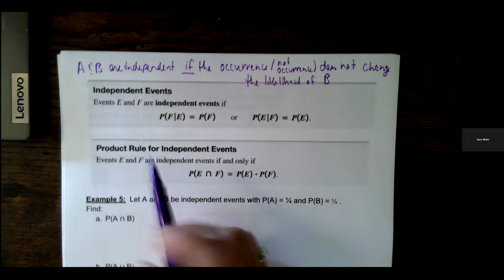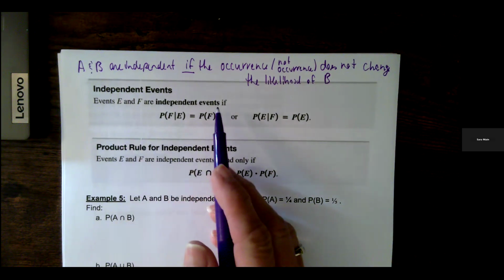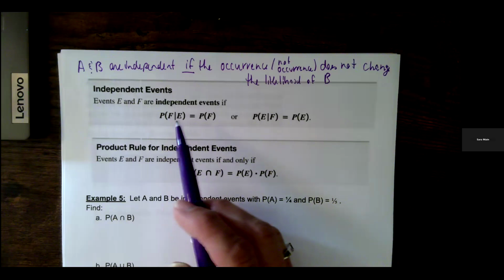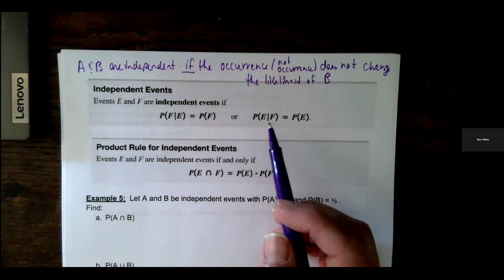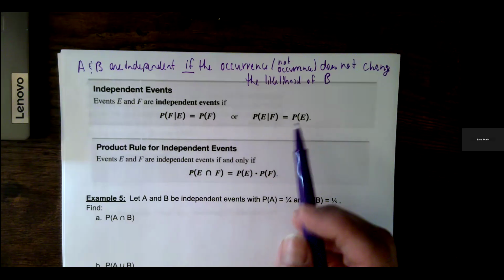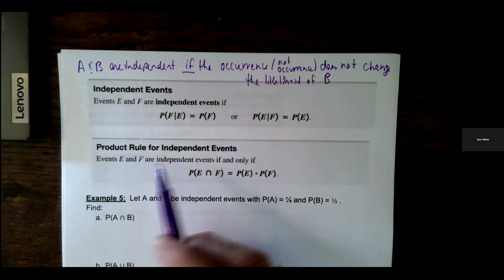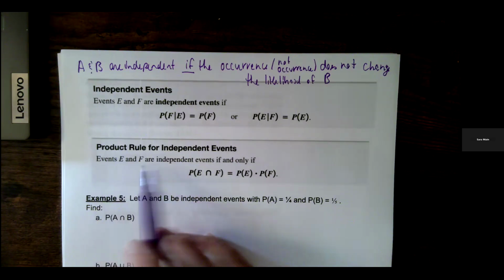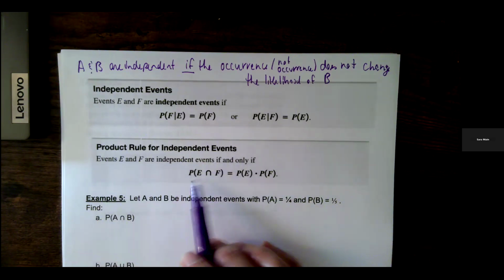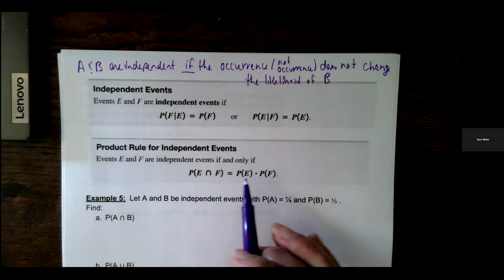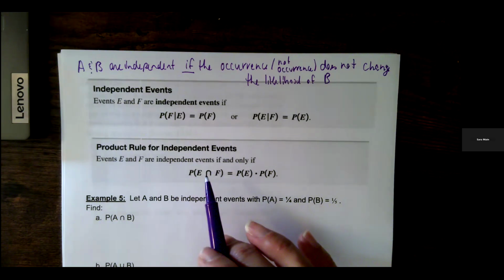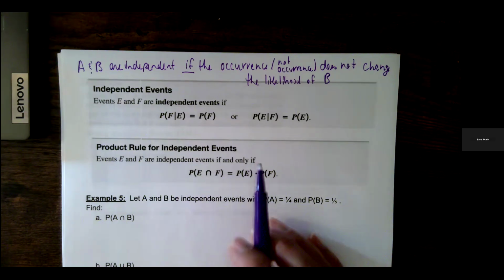Okay, so events E and F are independent if the probability of F given E is equal to the probability of F, or the probability of E given F is equal to the probability of E. Also, the events E and F are independent if and only if their intersection is given by their product. If you multiply their individual probabilities together and they don't equal the and or the intersection, then they're not independent.